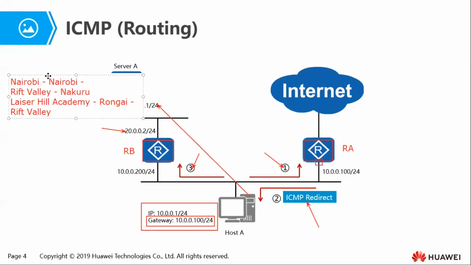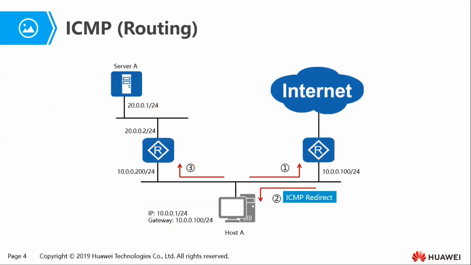But that's a long way. Why? Because the distance between Nairobi and Laser Hill Academy is just about 12 kilometers. If it goes to Nakuru, it has to go for about 200 kilometers. It's just too much. So because this is the shorter distance, Nairobi will simply advise me, hey, if you want this letter to get there early, then just drop it in Rongai. It's closer. So that is what is happening in this particular scenario. I hope it's clear. Okay.